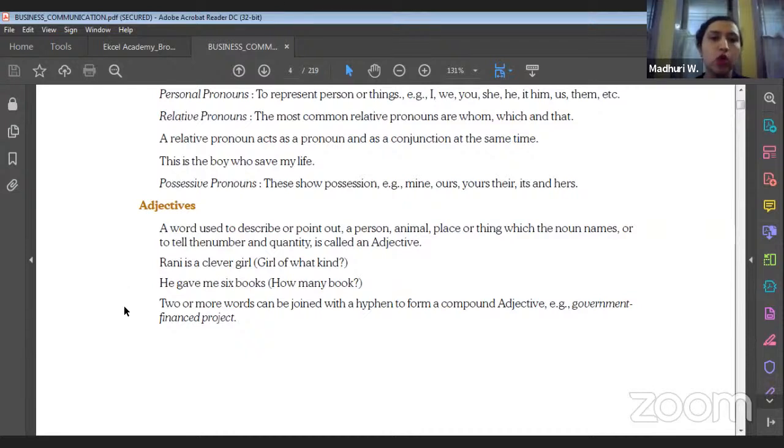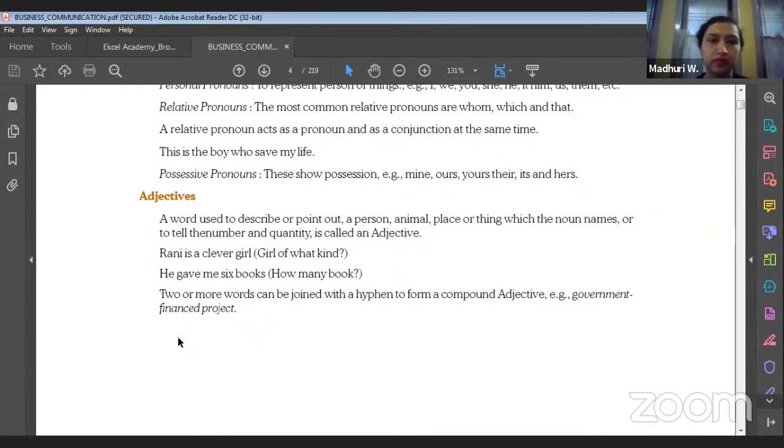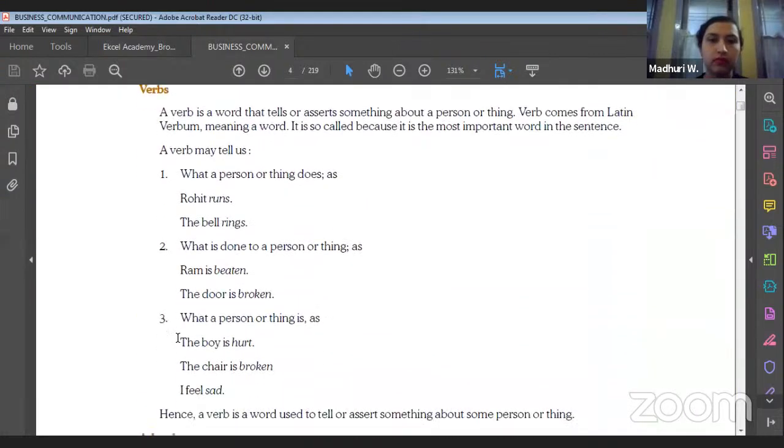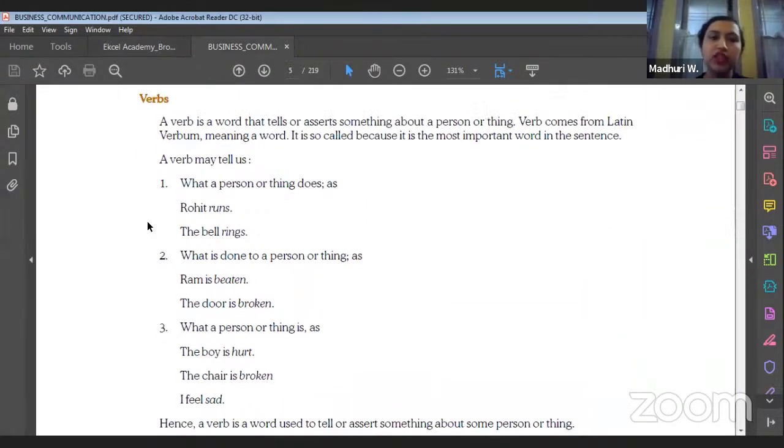Then two or more words can be joined with a hyphen to form a compound adjective. For example, it is a government-financed project. The government is financing the project, right? So it's a government-financed project. Adjectives generally refer to descriptions regarding nouns, like a tall boy, intelligent girl, right? Something like that. Then we have verbs.